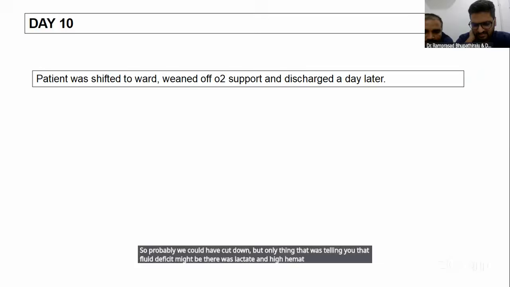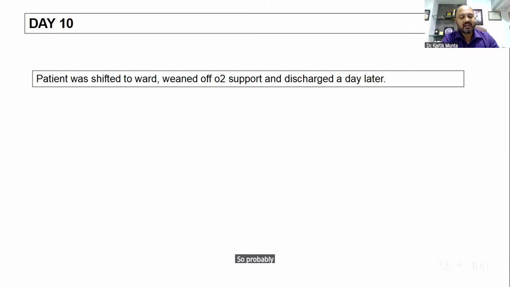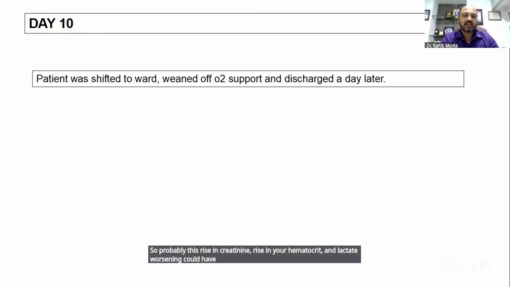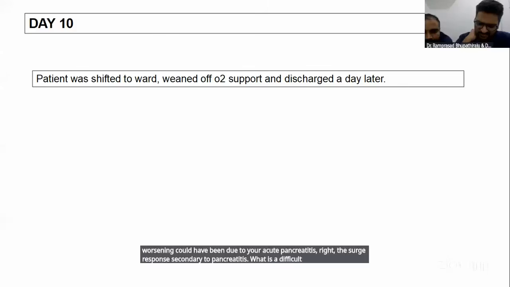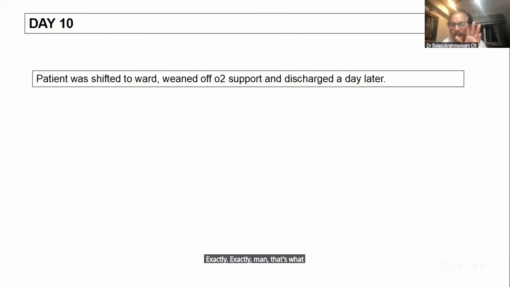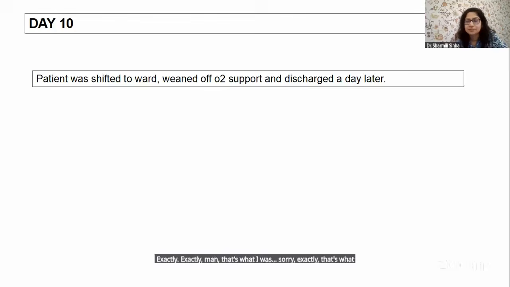So probably this rise in creatinine, rise in hematocrit and worsening lactate could have been due to the acute pancreatitis, the SIRS response secondary to pancreatitis. But it's a difficult situation to tell which one is what, and it's not very clear. Probably clinical decision making would have played a more important role in this situation. Exactly, sir.